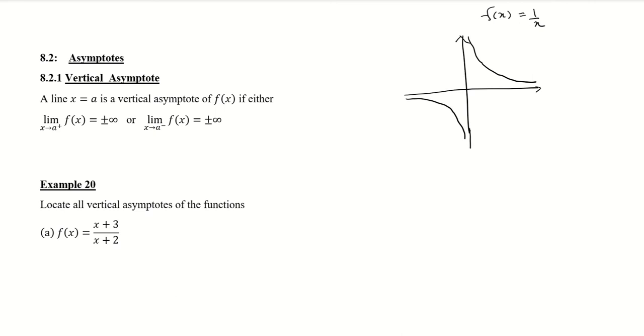It has a vertical asymptote at the y-axis. This is the vertical asymptote, and it also has a horizontal asymptote at y equals 0, or at the x-axis. This is the horizontal asymptote. So the vertical asymptote is the y-axis, which is equivalent to x equals 0.